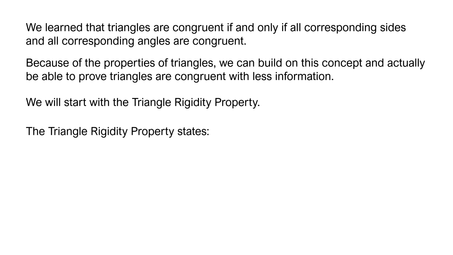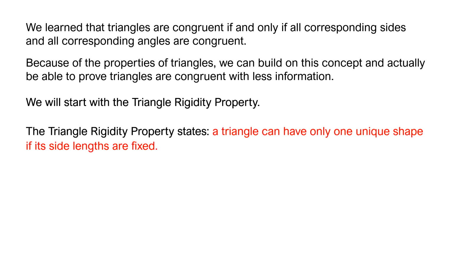So the first thing we're going to start with is the triangle rigidity property. What that tells us is a triangle can have only one unique shape if it has certain specified side lengths. There's only one way the three sides of a triangle can go together. If we are given measurements of 8, 6, and 10, there's only one way we can create a triangle that has sides of 8, 6, and 10, and it becomes a unique triangle.